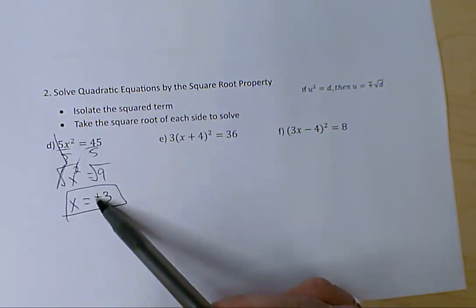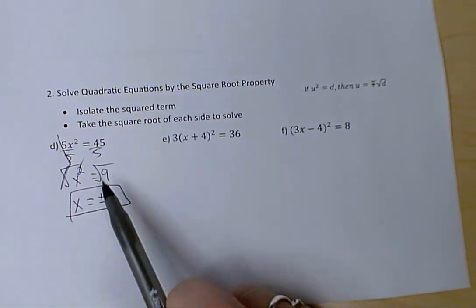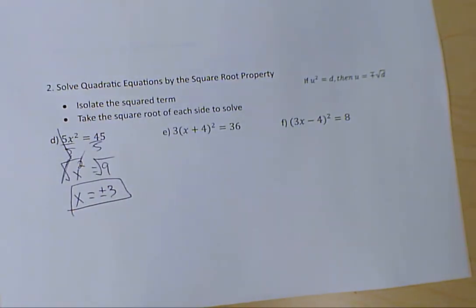Remember, quadratic equations should have 2 solutions almost every time, unless something different is going on with that example. A 3 times 3 gives us 9. Negative 3 times negative 3 also gives us 9. So plus or minus 3 there.